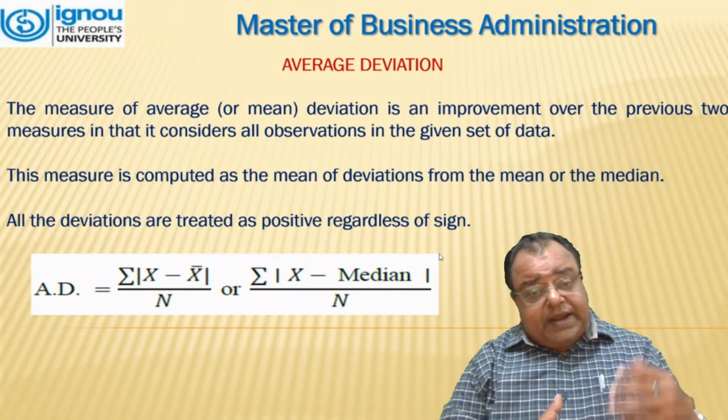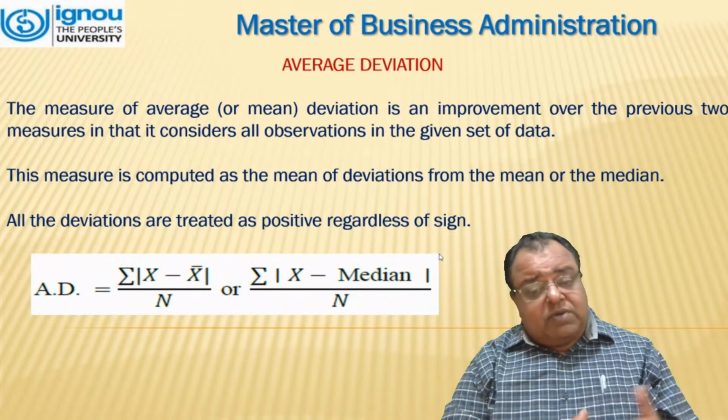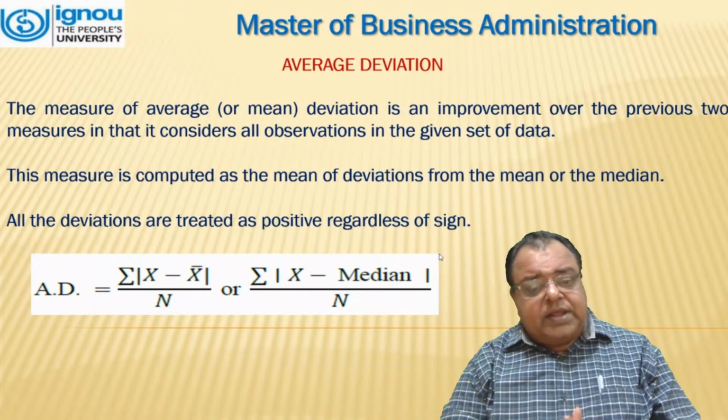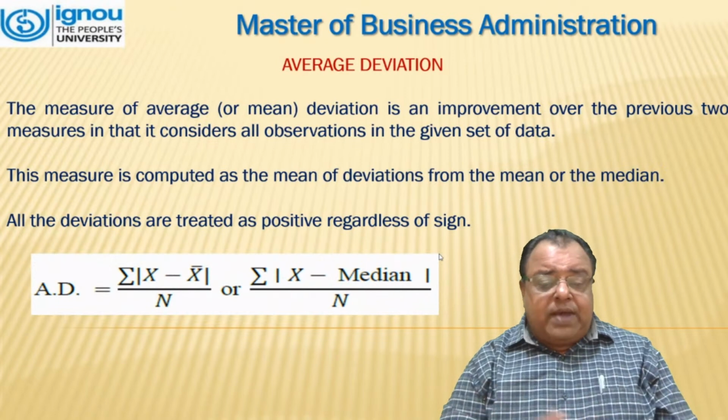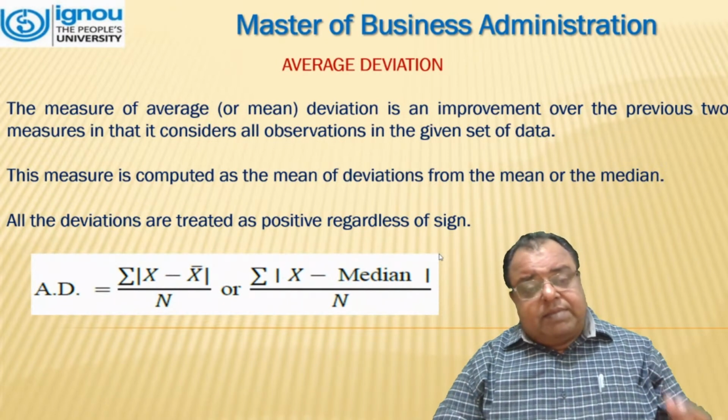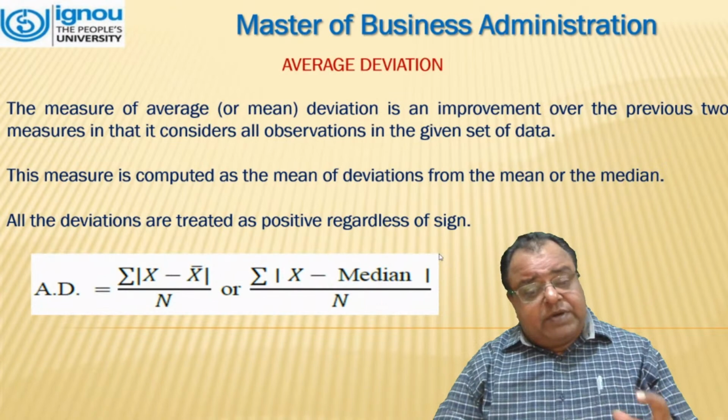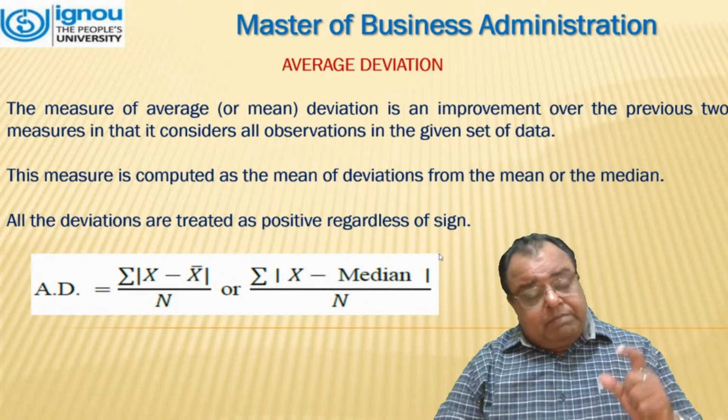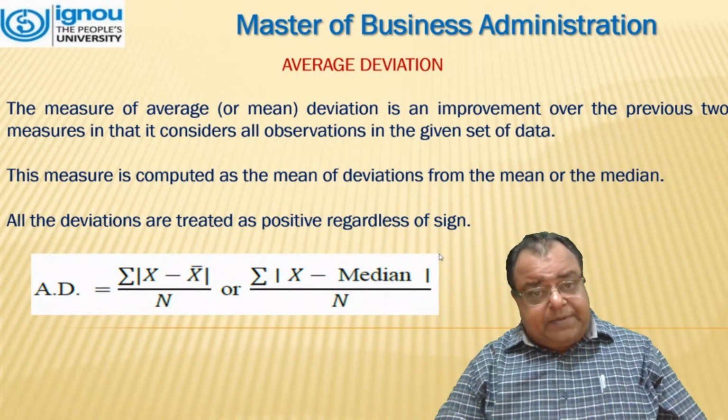If average deviation has to be calculated in terms of the median, x bar is replaced by the median. That gives summation of the modulus of (x minus median) divided by n.